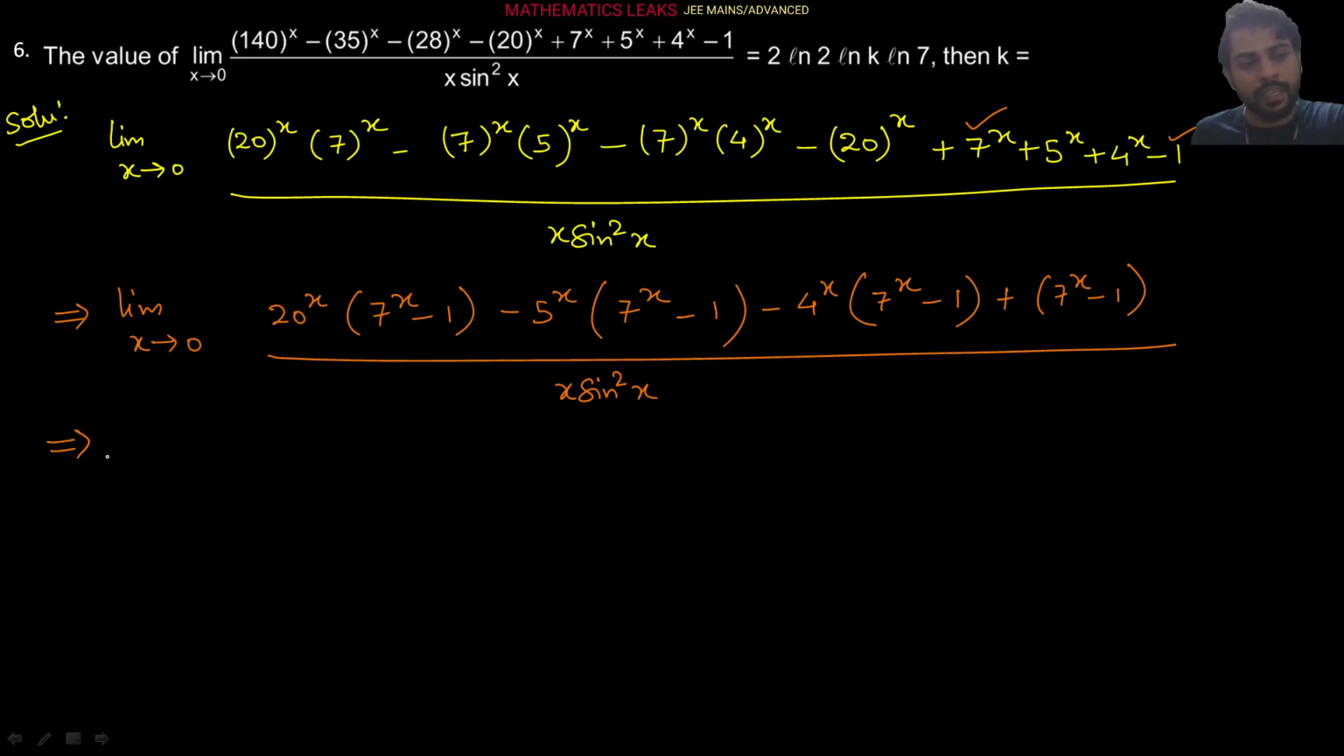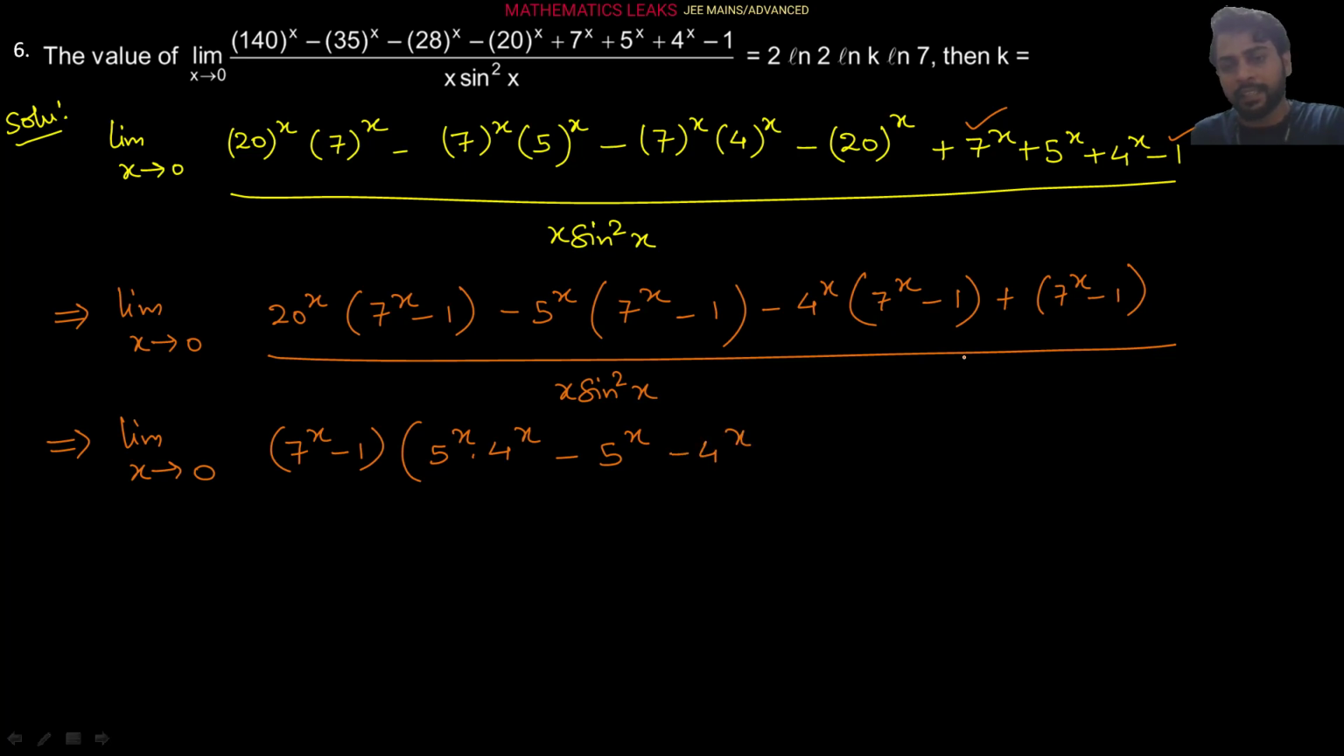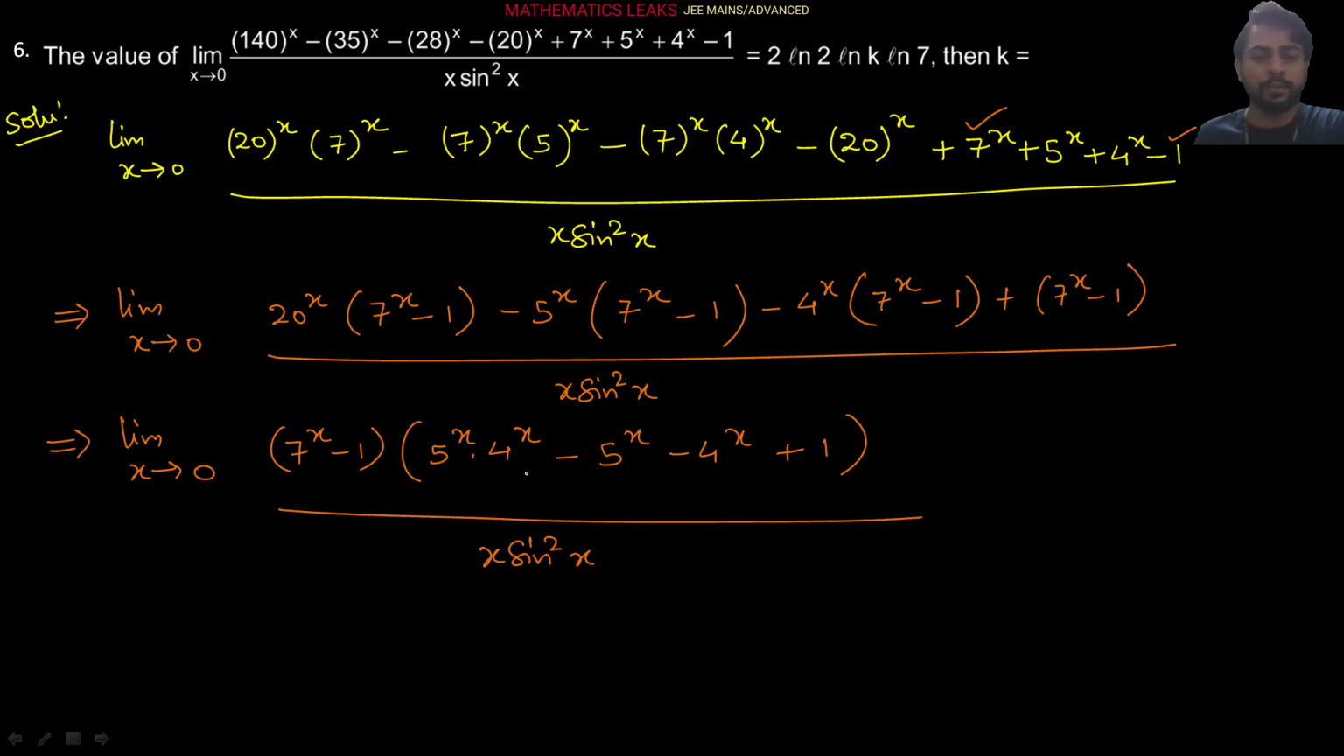And now similarly you can also write down this as, from all these four terms we can take 7 to the power x common here. So 7 to the power x minus 1 we are taking common, so the quantity that remains inside is 20 to the power x. So 20 to the power x again we can write down as 5 to the power x into 4 to the power x right now, and this is a minus of 5 to the power x, this is minus 4 to the power x, and plus of 1 as it is, whole upon x sine square x, right everybody.